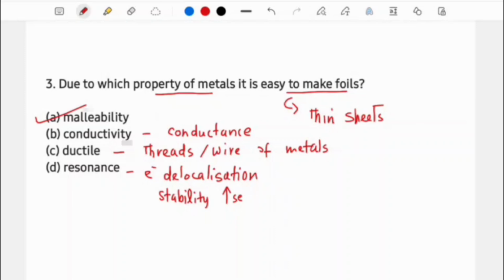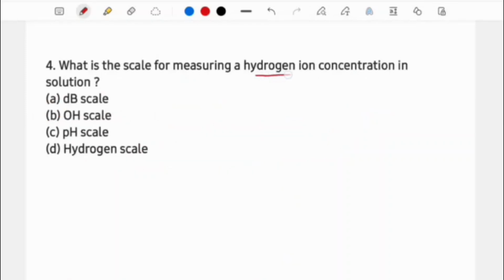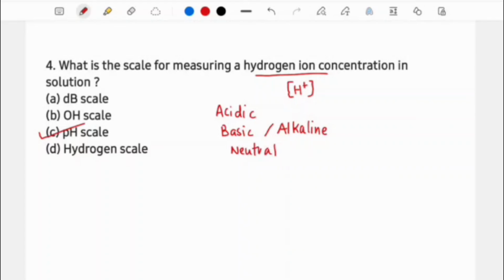Okay, next question. Question is what is the scale for measuring hydrogen ion concentration? Okay, hydrogen H positive ion concentration in a solution, and the correct option is option number C, that is pH scale. All right, that is used to measure the hydrogen ion concentration in solutions, and based on this pH scale we differentiate these solutions as acidic, basic or alkaline, or neutral solutions. All right, next question.